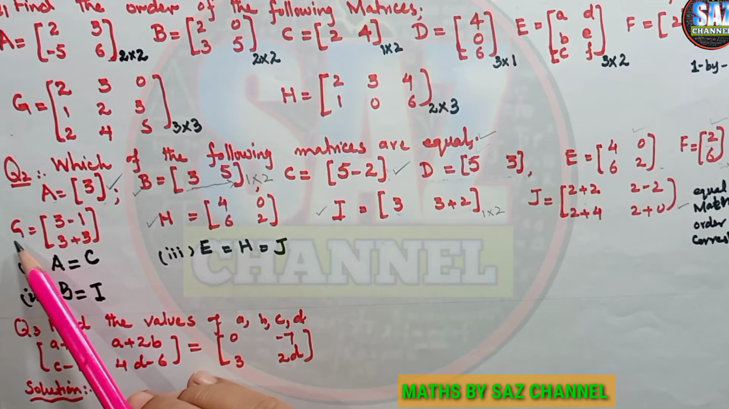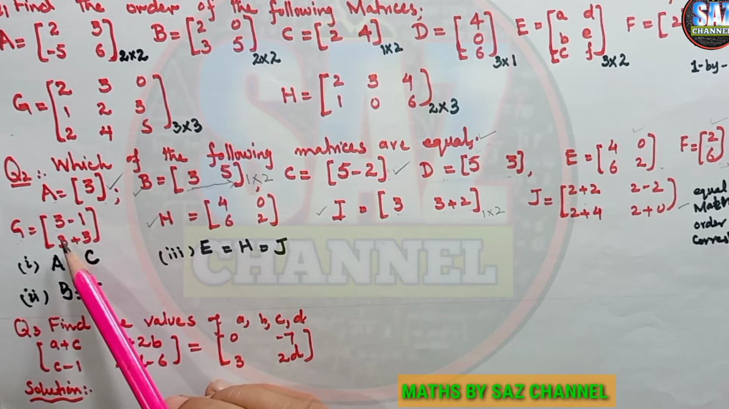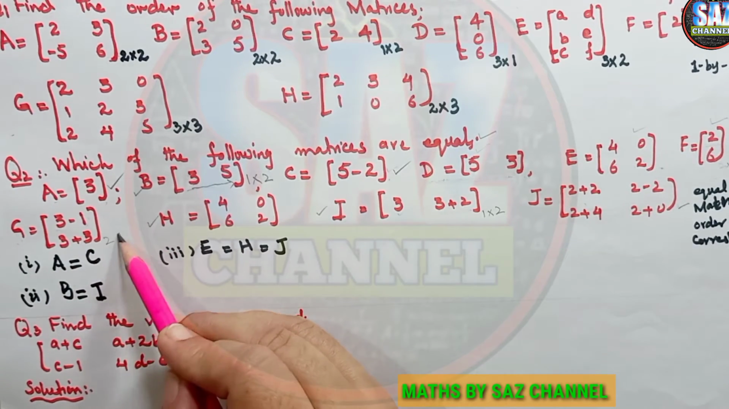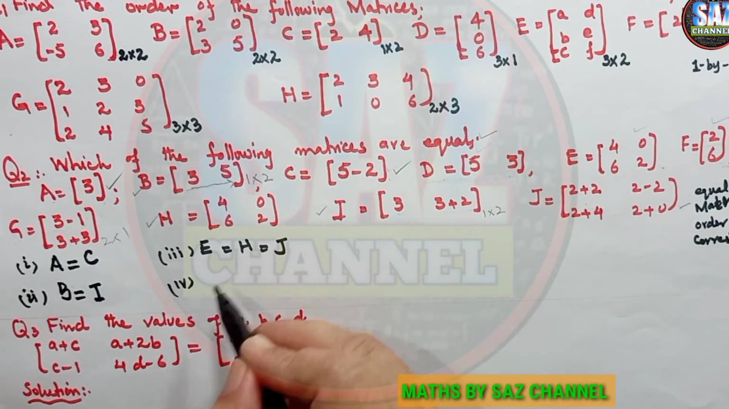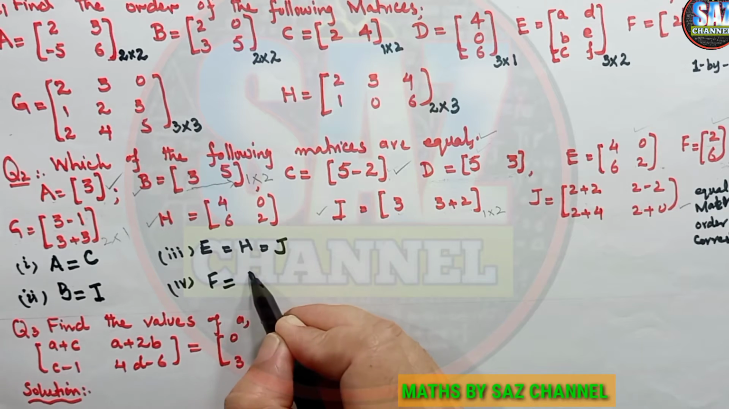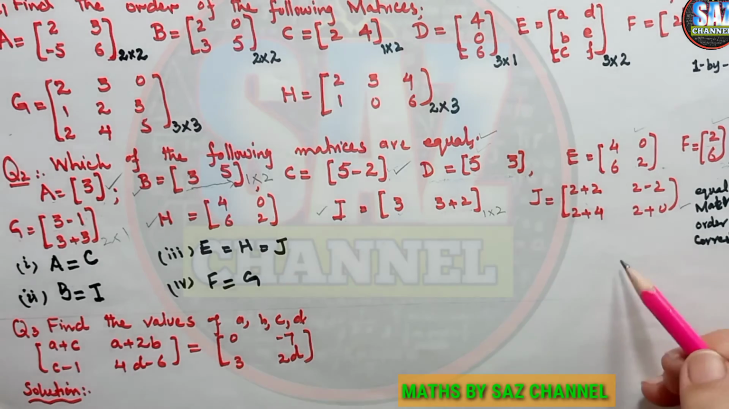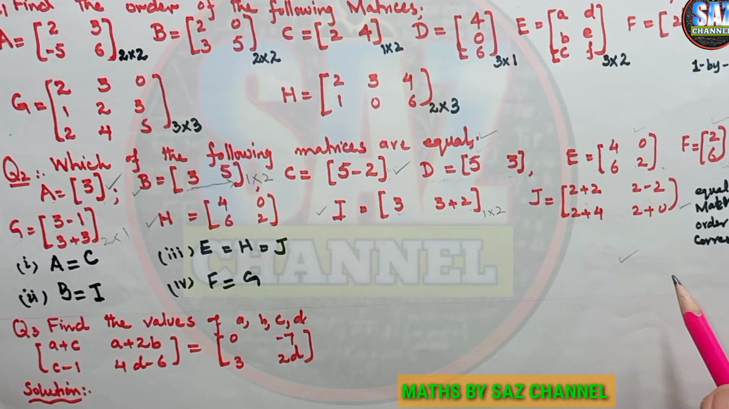If we check G matrix, if we solve 3 minus 2 in our mind, that gives me 2, and 3 plus 3 is 6, and the order of G as well is 2 by 1. So the fourth condition will be that F equals G. I hope you are clear how to decide whether and when two matrices are equal or not. We have to keep the definition in mind. The two matrices will be equal only if their orders are same and their corresponding elements are same.